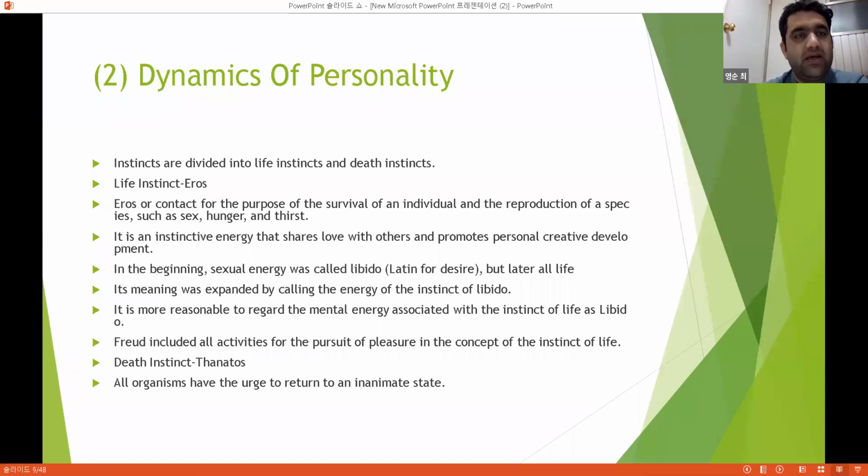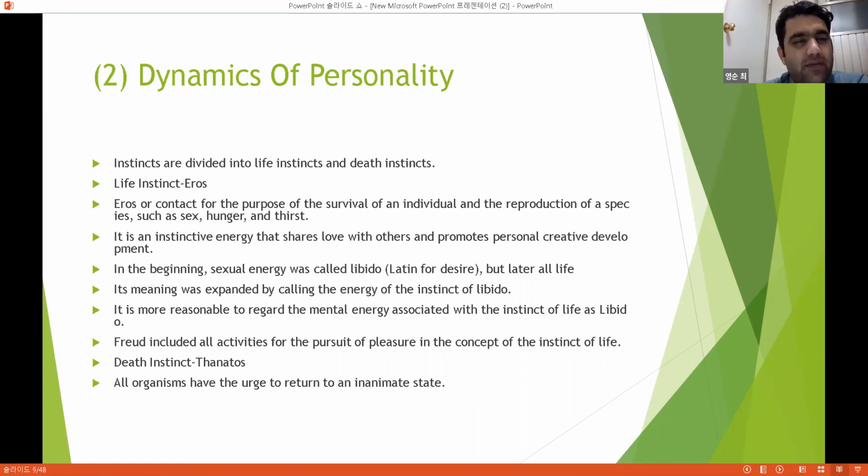And the dynamic personality. What is the dynamic personality? He was doing research on these, and his instincts. The instincts are divided into life instincts and also death instincts. Based on his analysis, he was working on the dynamics of personality: what is actually a personality and how is it defined, and the life instinct, Eros.